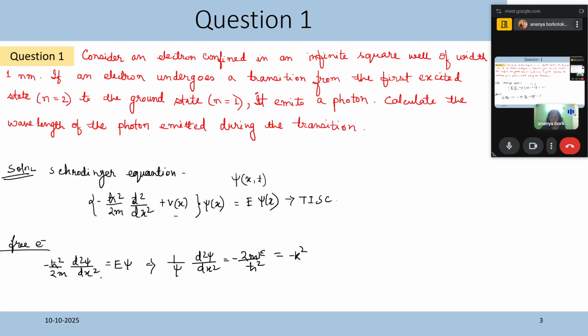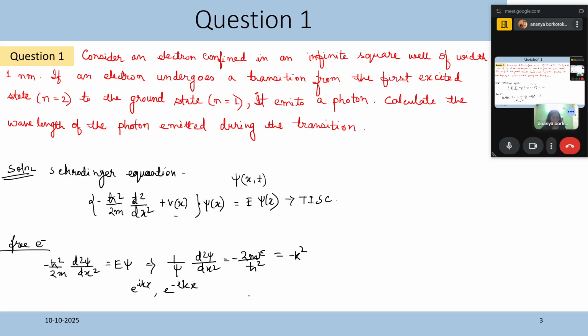So the solution for this is an exponential function, e to the power ikx or e to the power minus ikx, or it can be a combination of these two. That means either we can have a sinusoidal or cosine function.